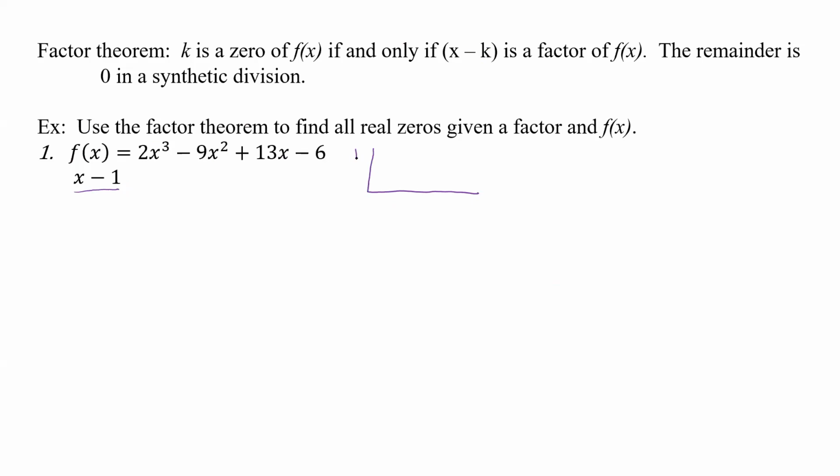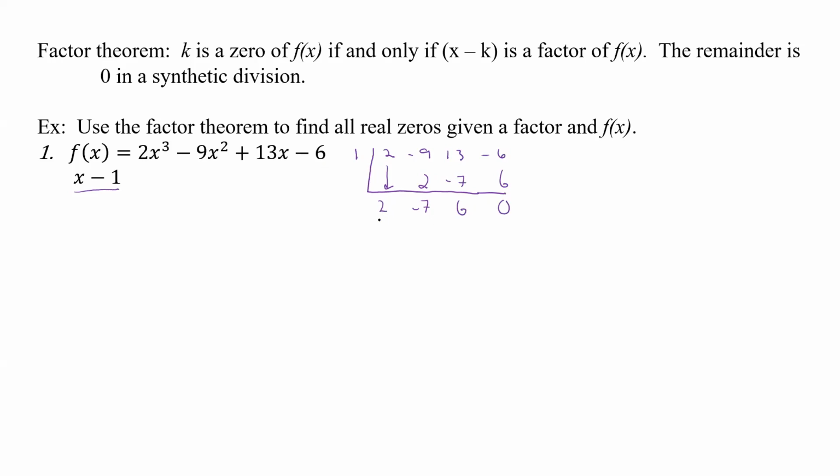So if this is the 1, we have a 3, 2, 1, 0, so we have all of them, so that's a 2, -9, 13, -6. So we bring down our first, which is a 2. 1 times 2 is 2. -9 plus 2 is -7. Times 1 is -7. 13 minus 7 is 6. 1 times that's 6. And when we add that, that's 0. So that means that is a factor.